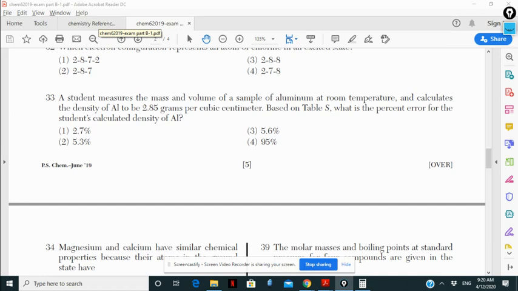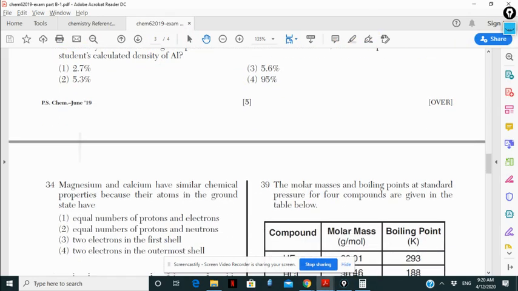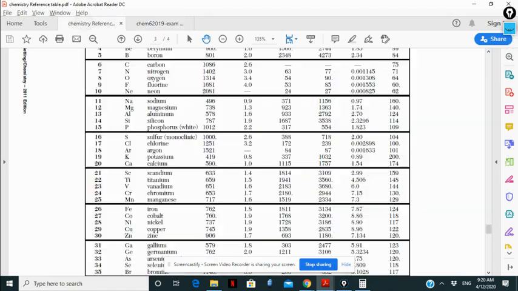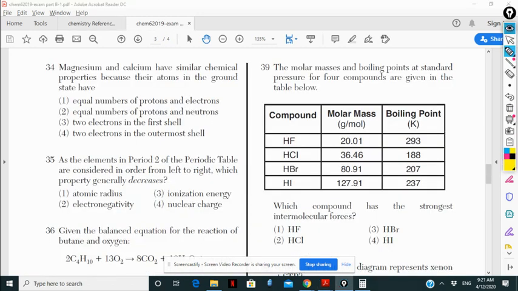Question number 34. Magnesium and calcium have the same chemical properties. Why? We know before that we assigned elements in groups, and each group has the same chemical properties because they have the same number of electrons in the outer shell. So if you're looking, magnesium and calcium have 2 electrons in the outer shell. According to this, magnesium and calcium have similar chemical properties because the atoms in the ground state have an equal number of protons. Protons don't participate in the reaction.